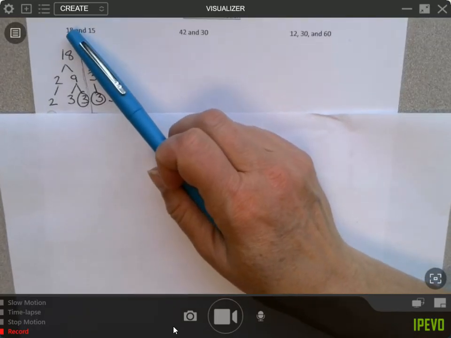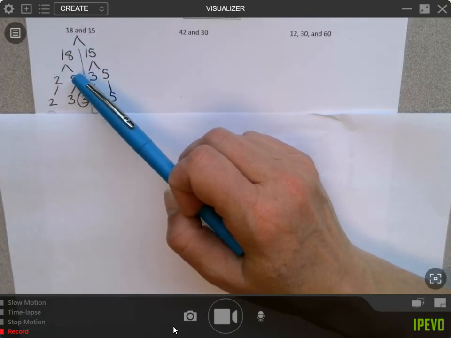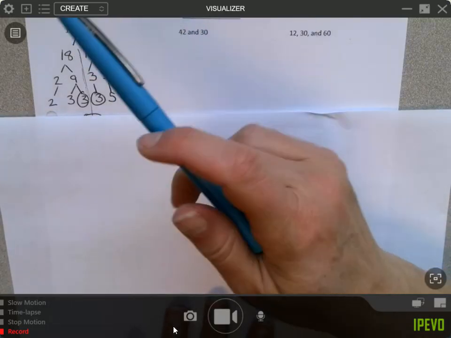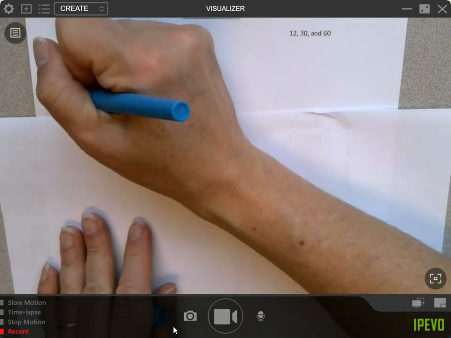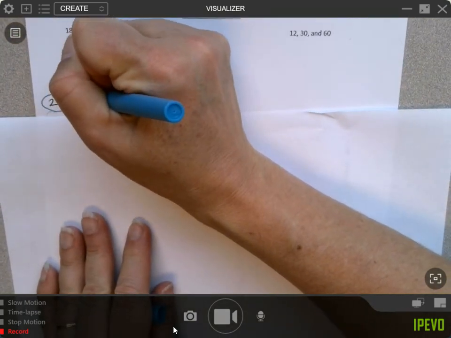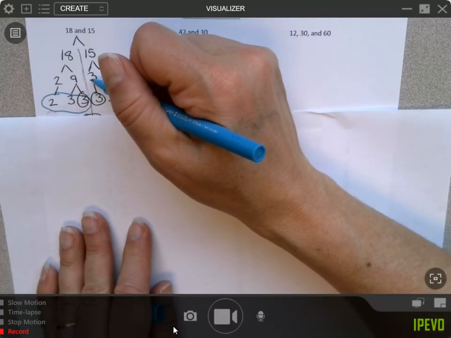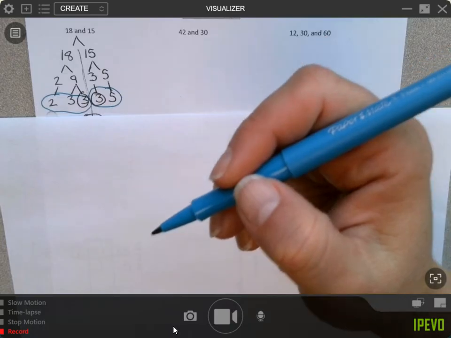So for 18, we could break 18 into 2 and 9. Then that 2 is a prime, it comes straight down. The 9 gets broken into 3 and 3. So we have these prime factors for 18. For the 15, we break down into 3 and 5. So we have those prime factors.